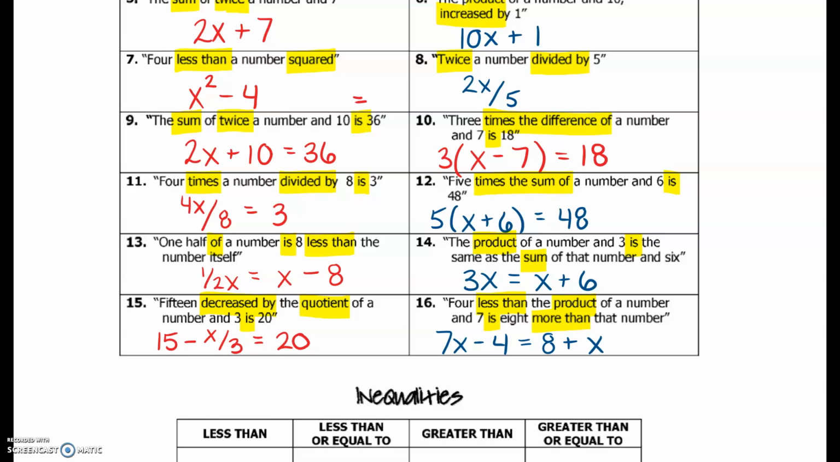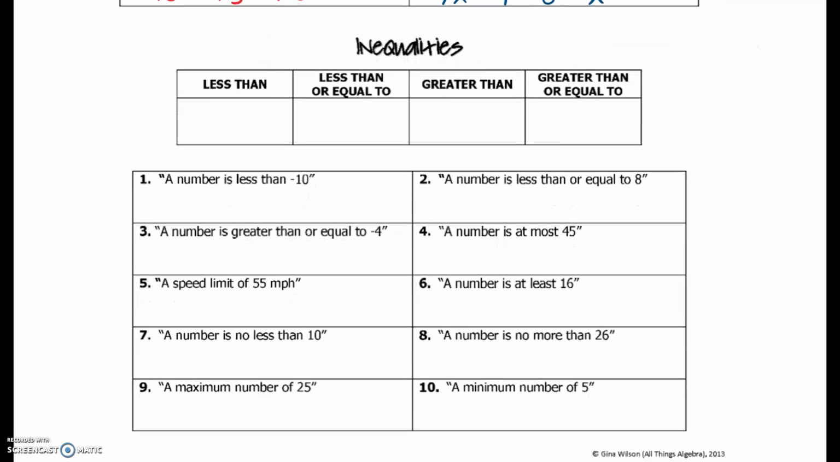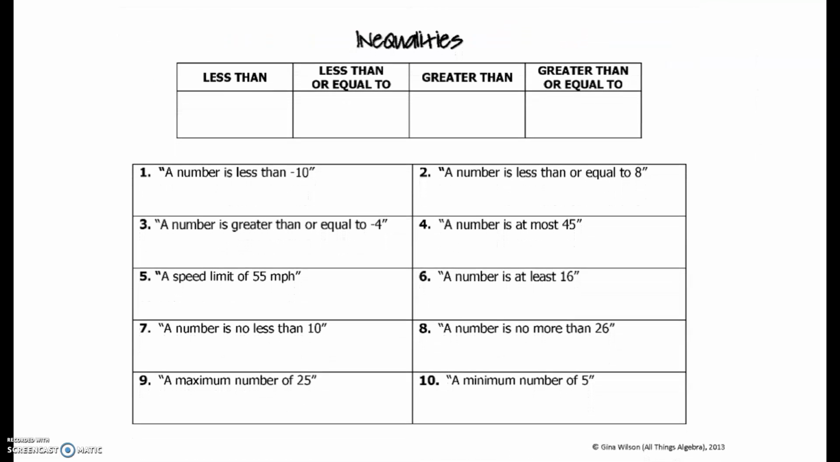Moving on to the bottom half of the paper, we are going to talk about inequalities. We had expressions and equations in the first set of examples. In this bottom set, we're going to talk about our inequality symbols. We have 4 inequality symbols, and just as the name tells us, it basically indicates that things are unequal or not equal. We have a less than sign, a less than or equal to sign, a greater than symbol, and a greater than or equal to symbol.